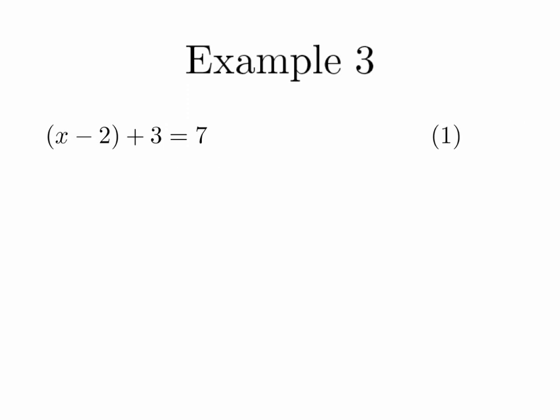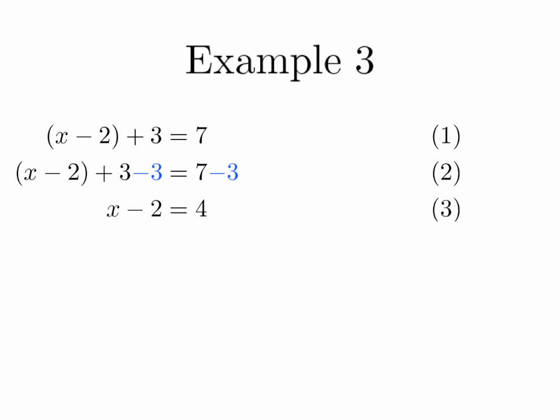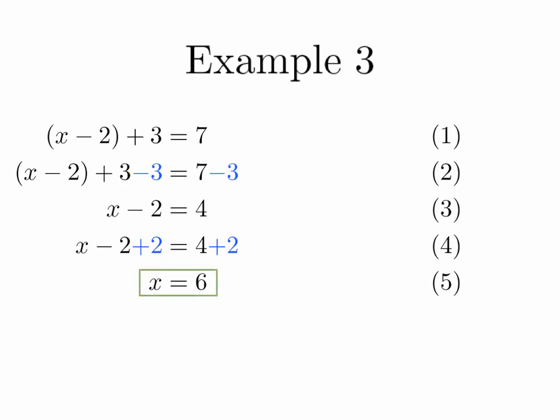Now we have a little bit more complicated question. We have x minus 2 in parentheses plus 3 is equal to 7. There's a couple of ways to solve this, but the first way, let's just do it by subtracting 3 from both sides, and we're left with x minus 2 is equal to 4. Now we want to add 2 to both sides of the equation. We do that, and we're left with x equals 6, and that's our final answer.